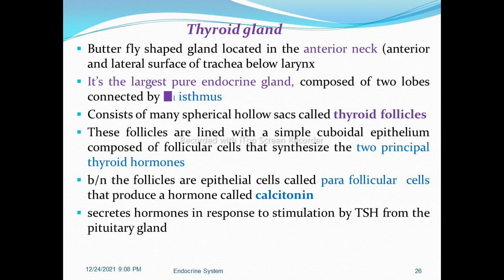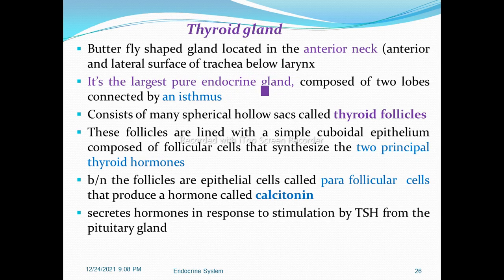So now we are completing the pituitary gland. Now we are starting the thyroid gland, the second pure endocrine gland. A butterfly shaped gland located in the anterior neck is called the thyroid gland. It is found on the anterior and lateral surface of the trachea below the larynx. It is the largest pure endocrine gland.